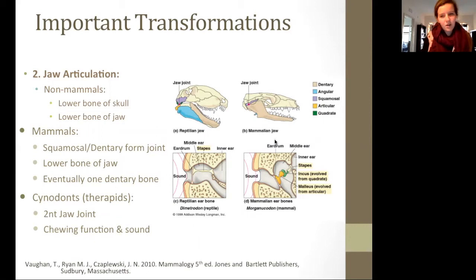However, it's really not quite that simple because there are several intermediates that show second jaw joints in addition to that quadrate-articular joint. That was probably used for bracing and chewing, but also ultimately for sound transmission. Over time, and this is unlike the reptilian, that mammalian jaw really started to migrate towards the inner ear, and that forms the inner ear that we know today: incus, malleus, stapes, and so forth. We'll talk about that a little bit more later.